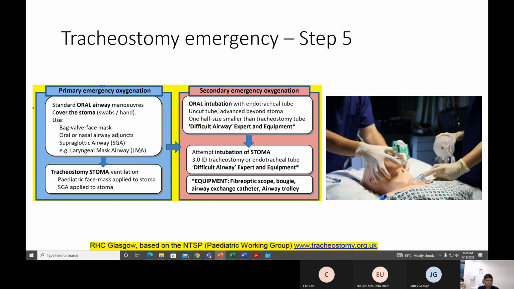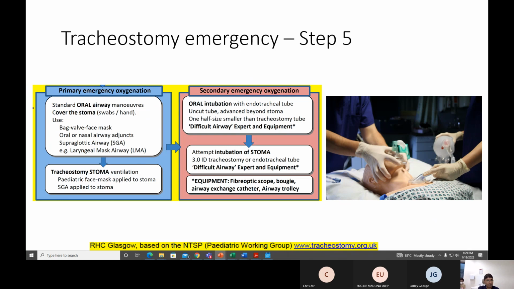Don't worry if you had shouted for help and put a code call. By this time, you should have many people around, including anesthesia and pediatric ICU, to deal with this situation. Okay. If that is not working, then you can try to ventilate the patient through the tracheostomy tube. You can either apply a small mask, like a neonatal mask, around the tracheostomy stoma, or you can use an LMA and put pressure around the tracheostomy stoma, position it on the stoma, and you can try to ventilate.